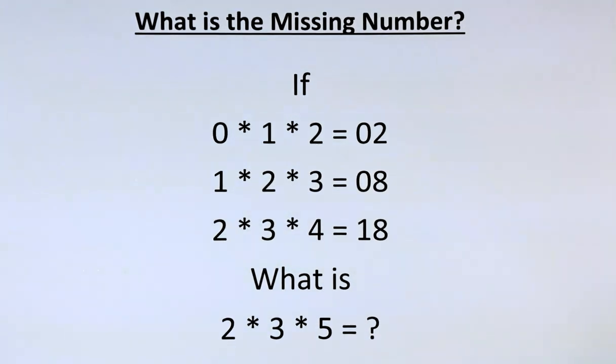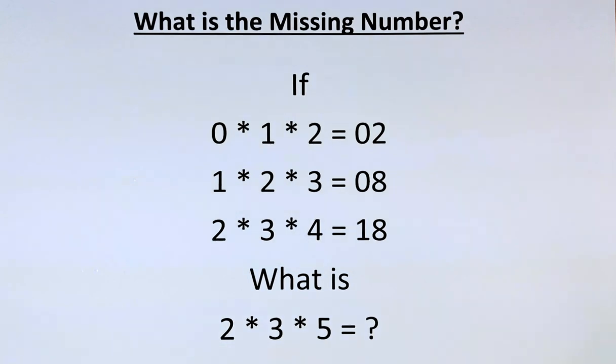Good day. Are you able to find the missing number in this puzzle? The question is as follows. If 0 star 1 star 2 equals 2, 1 star 2 star 3 equals 8, 2 star 3 star 4 equals 18, what then is 2 star 3 star 5 equals?